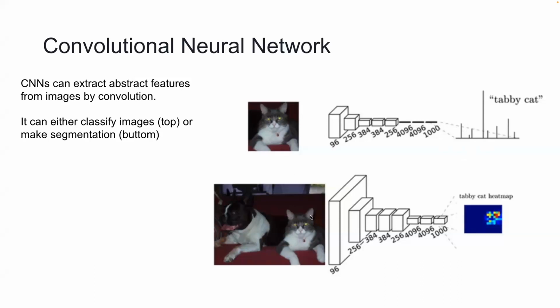And we can also use convolutional neural network to make segmentation from an image. So this is the whole image. It has a dog and a cat. And we are trying to extract tabby cat from this image. And after the convolution, the output of the network is a heat map of tabby cat. You can see on the right of the image, which is indicating the tabby cat is on the right of the image.